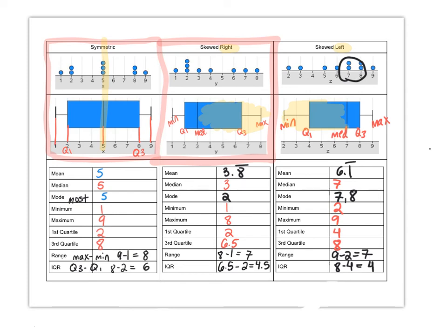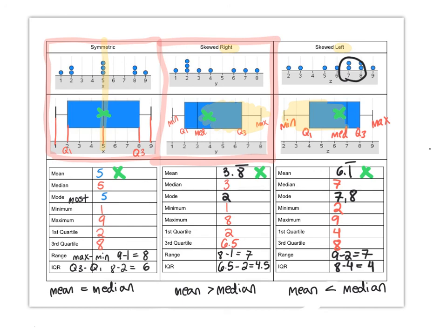You can actually tell whether data is going to be skewed right, skewed left, or not skewed at all just by comparing the mean and the median. I just added a green X to each box plot showing where the means would be. And what I want you to notice is that when the data is symmetric, the mean equals the median. When the data is skewed right, the mean is greater than the median. And when the data is skewed to the left, the mean is less than the median.